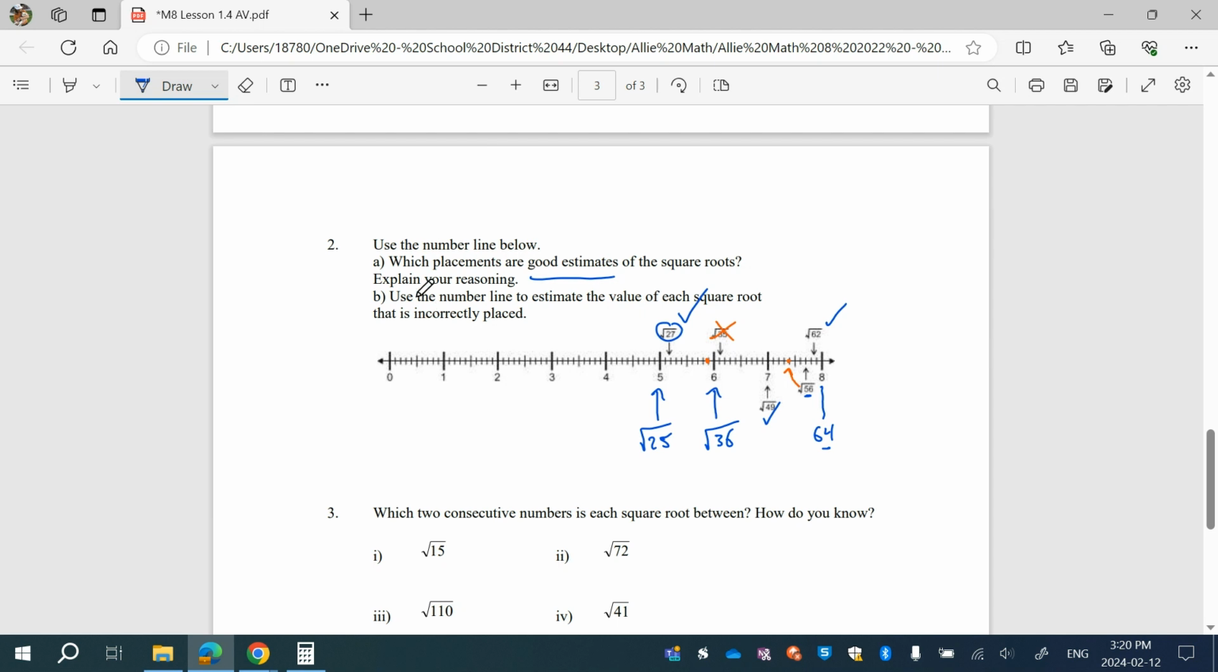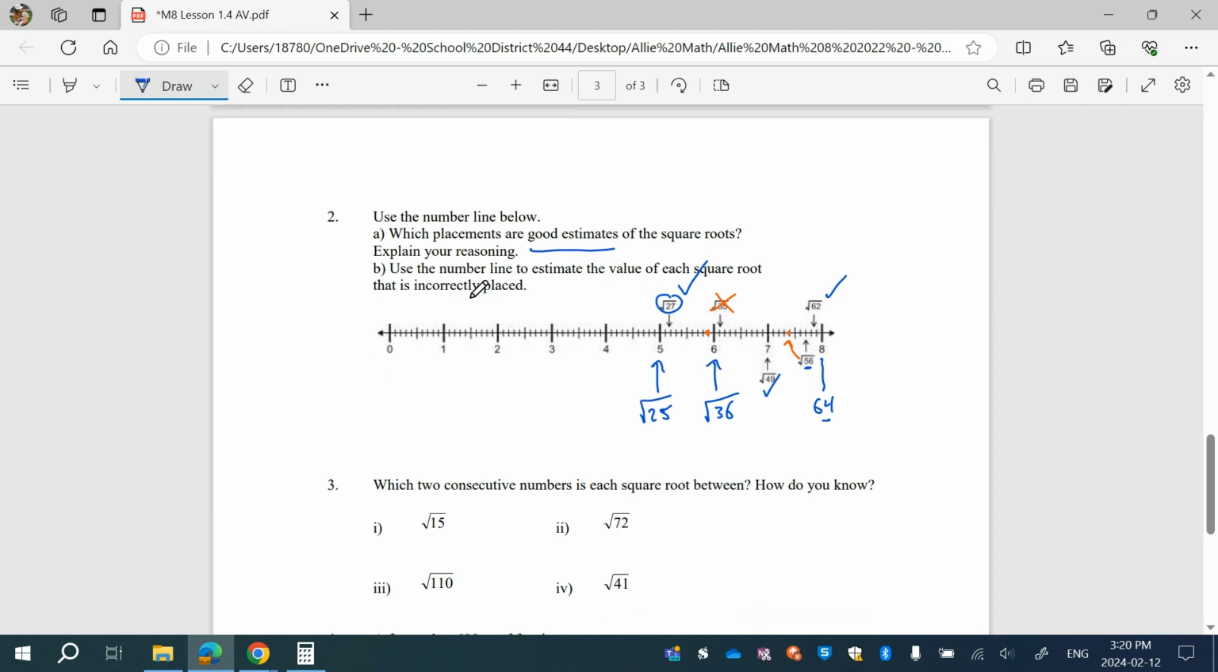Now it wants us to use the number line to estimate the value of each square root that is incorrectly placed. Okay, so let's predict the square root of 35. So not quite 6, but pretty darn close to it. So I'm going to guess maybe 5.9 is my guess there.